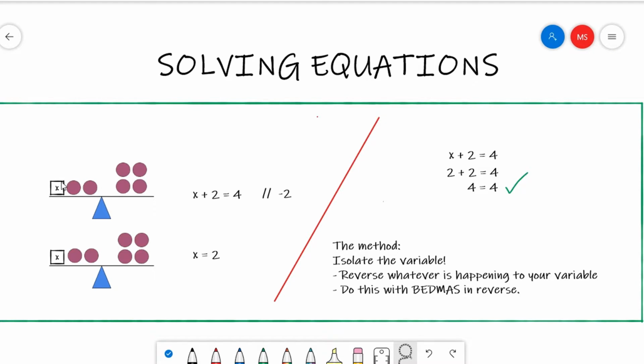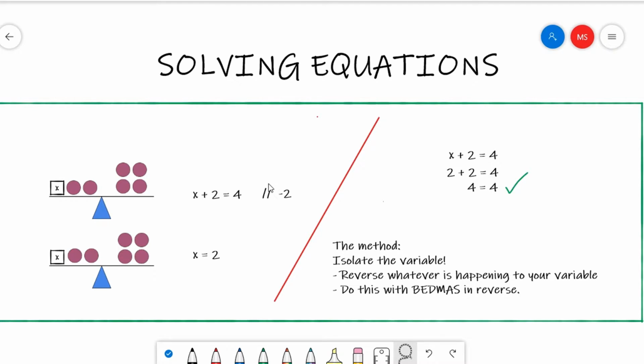And you can see right away what is making this difficult. Well, we've got an extra 2 over here. So we need to get rid of them. This is where we get to this first idea here. Reverse whatever is happening to your variable right now. Well, look. 2 is being added to the variable. We want to do the opposite.